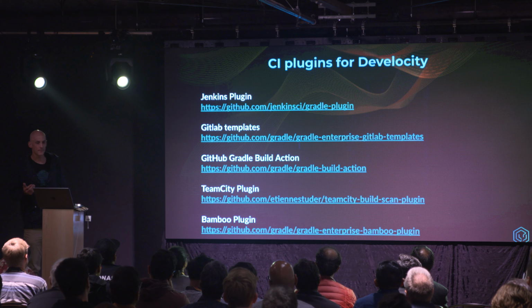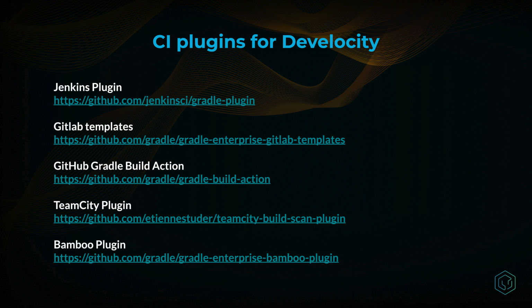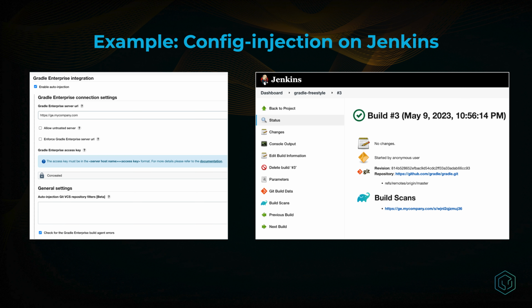For Develocity, we have plugins for all the major CI providers: Jenkins, GitLab, GitHub Actions, TeamCity, and Bamboo. So if you use those plugins, they will automatically inject the configuration. You point it to the server. All right, so to make this a bit more concrete, one example using Jenkins, but it could be any of those CI providers. You have to provide a little bit of configuration. I'm not sure if you can read this on the screen, but it doesn't matter, because in the end, what you need to provide is the URL to the server to which you want to publish the data.